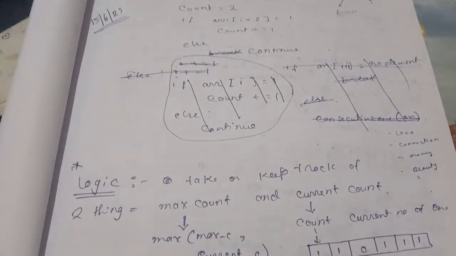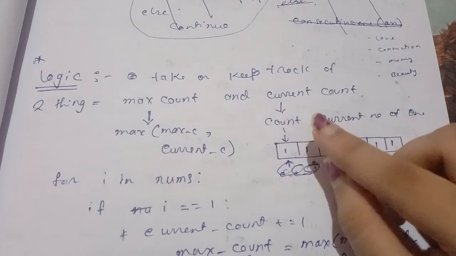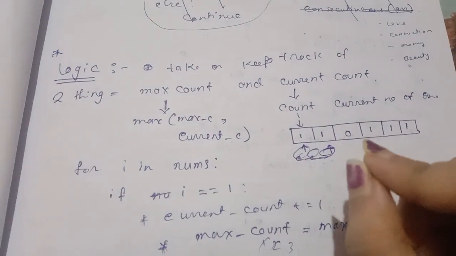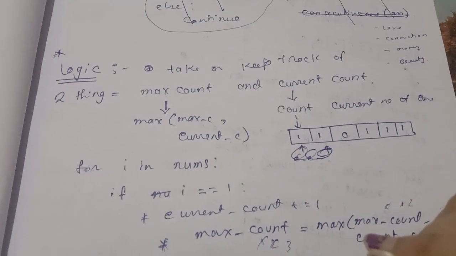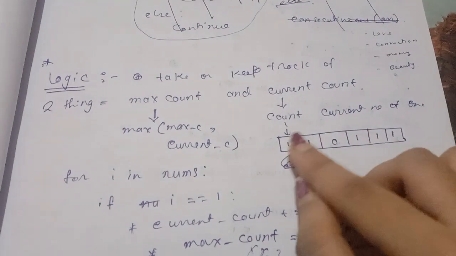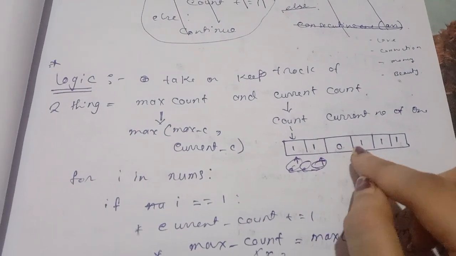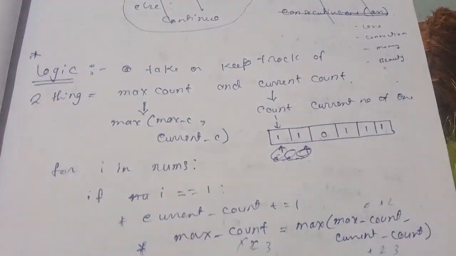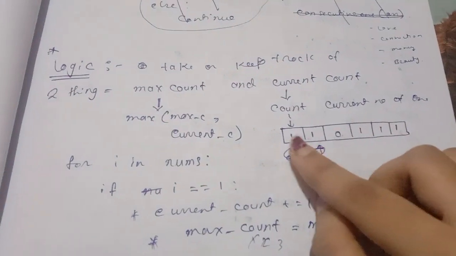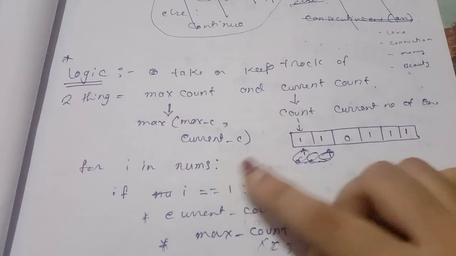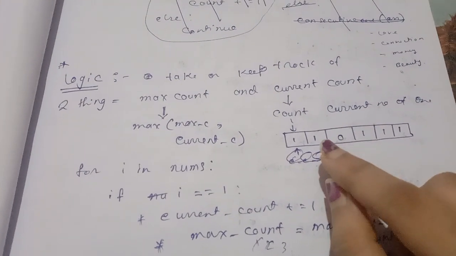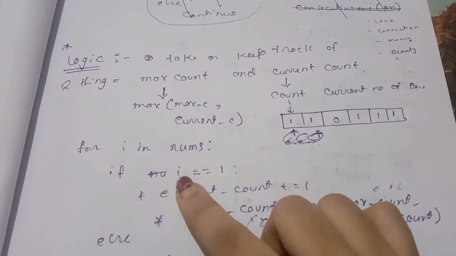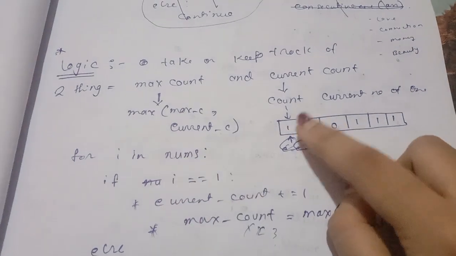So let me explain the logic. The simple logic is that we have to work with two variables: current count and maximum count. We will have an array with multiple ones and 0s in several sequences, and we have to run a loop over the entire array, like for i in nums, where i indicates each of the elements, and then check if the element is 1 or not.